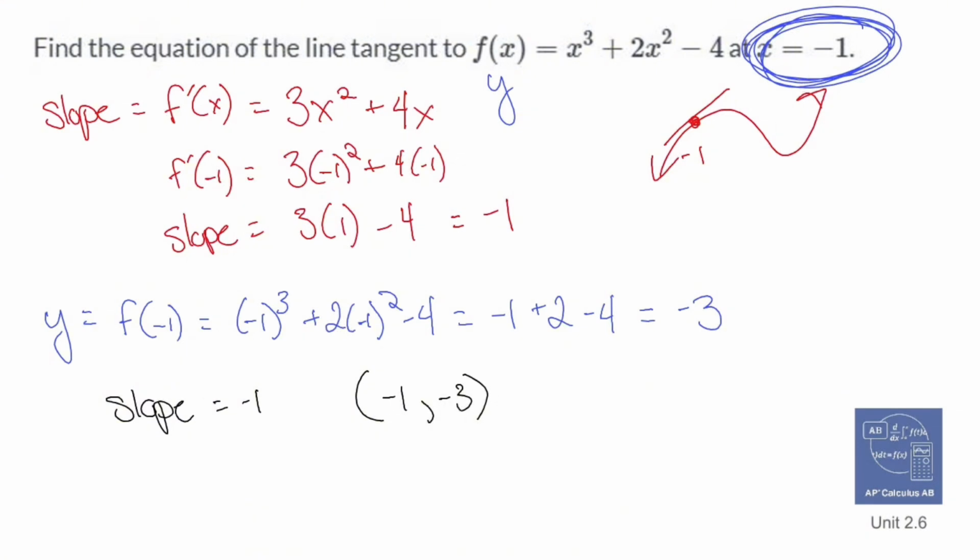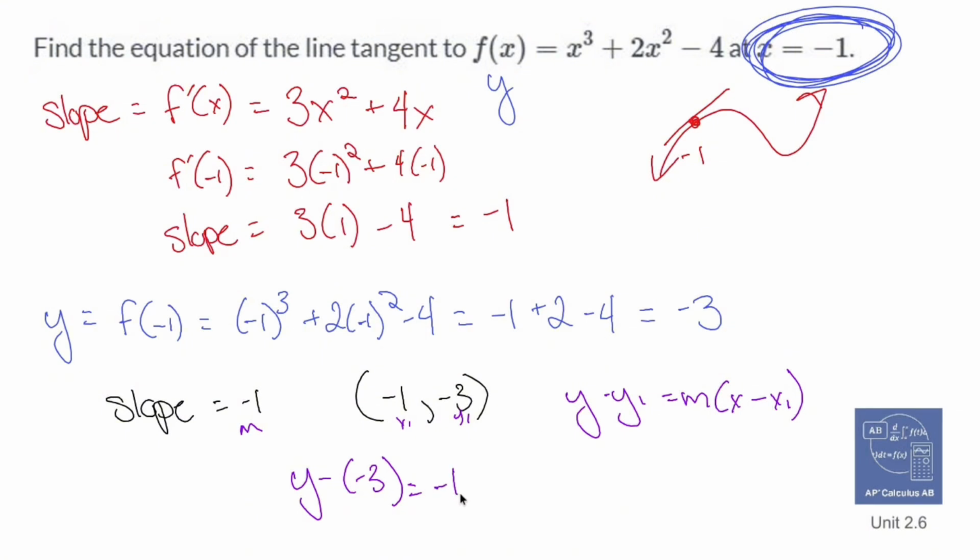I'm going to use point slope form, y minus y sub 1 equals m times the quantity x minus x sub 1, to build my equation. All right, so y would be my y sub 1, x would be my x sub 1, and m is my slope. So y minus negative 3 equals m, which is negative 1, times the quantity x minus x sub 1, which is negative 1.